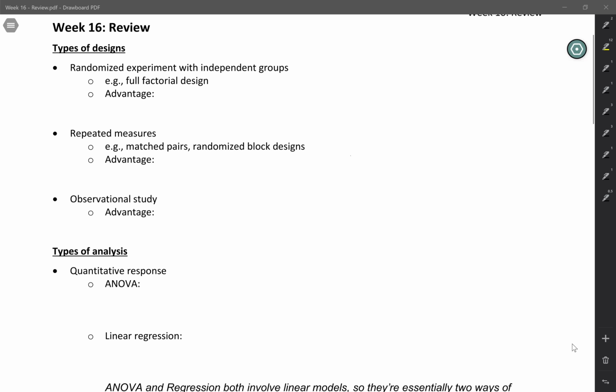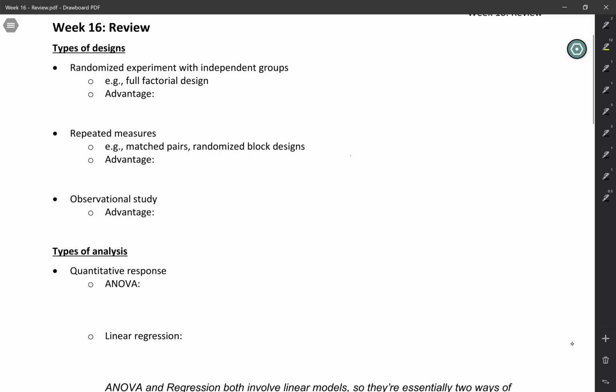Okay, so one design that we've used a lot this semester is a randomized experiment with independent groups. This is any time where you're randomly assigning individuals to treatments, and the individuals in one group have nothing to do with the individuals in another. You're not recording the same person multiple times or anything like that. You just have separate independent groups of individuals. That could be one treatment or multiple treatments. It could be a full factorial design.